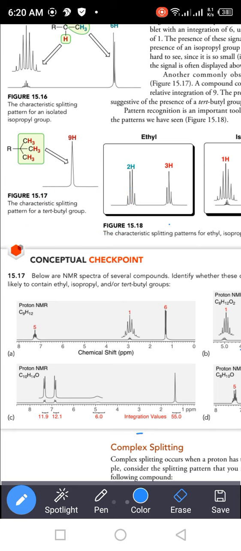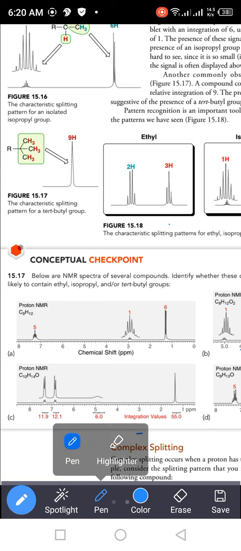Because there is a 5 proton peak in the downfield above 7. So whenever there are peaks above 7 ppm or in a downfield position, surely there is an aromatic compound. Aromatic compounds show hydrogen peaks above 7, 8, 9. So definitely there is an aromatic compound.